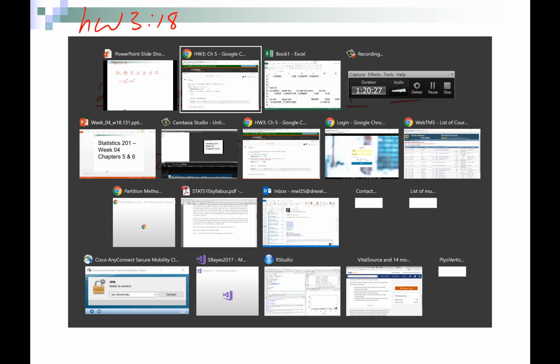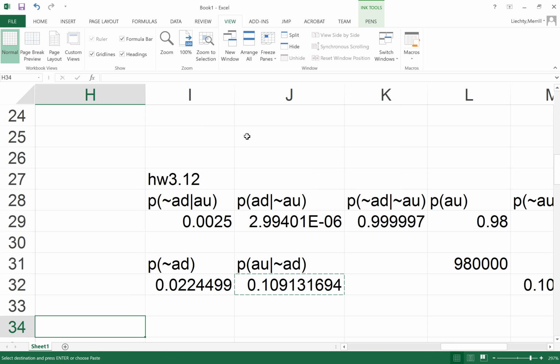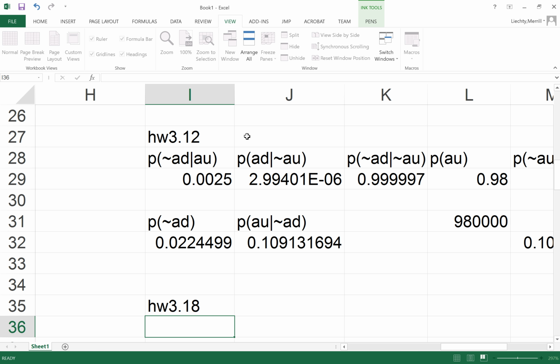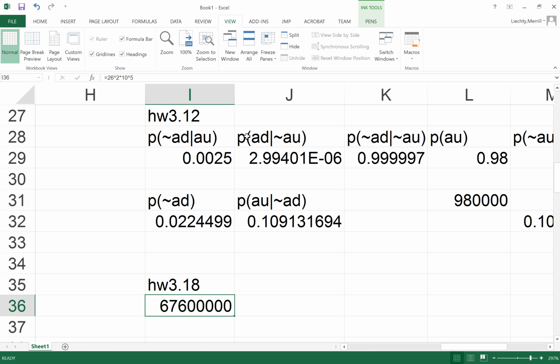So how many choices do we have for the first one? 26, right? 26 letters in the alphabet, 26 letters in the alphabet. And then now we're to the numbers. There are 10 digits, 10 digits, 10 digits, 10 digits, and 10 digits. So this is 26 squared times 10 to the 5. Whatever that turns out to be. Come over here. So what is that? 67 million.